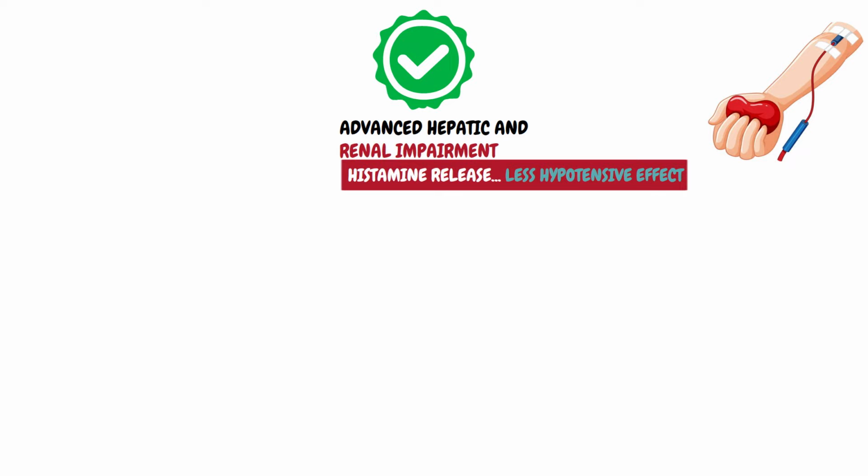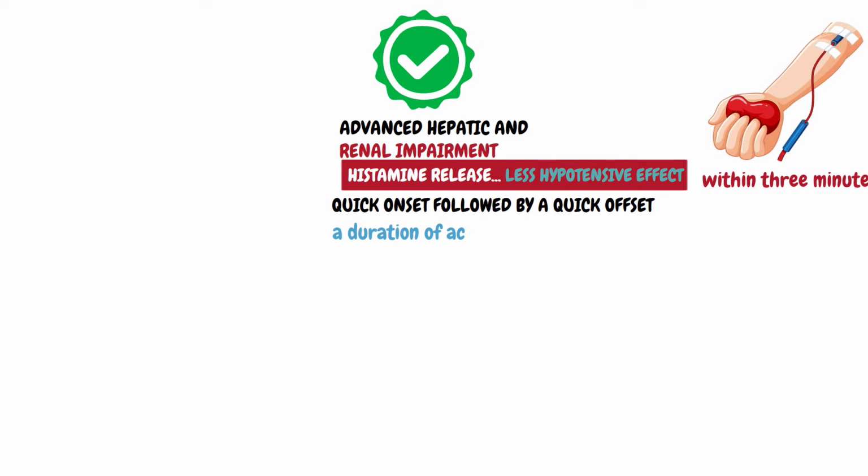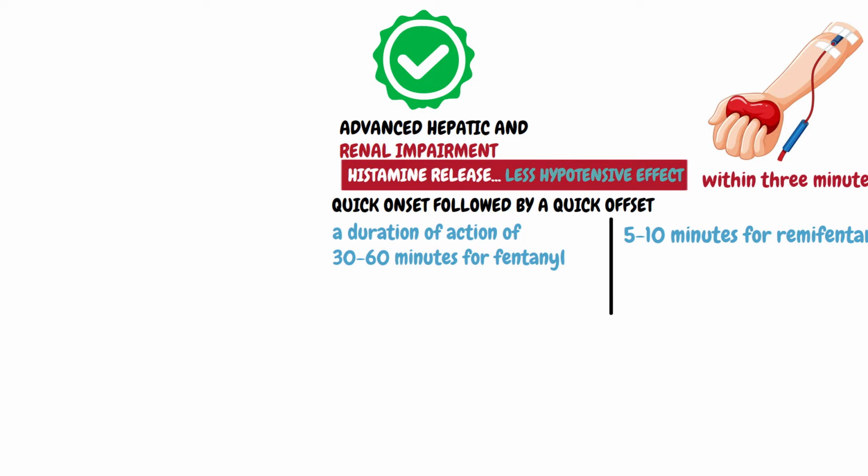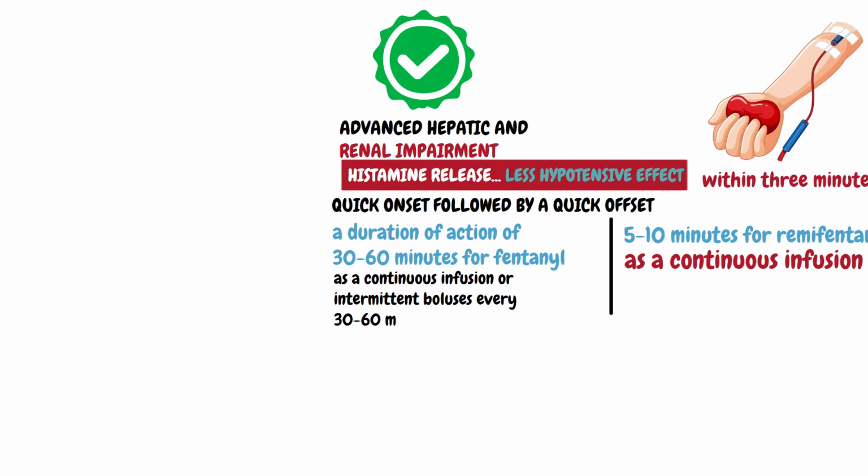They have a quick onset followed by a quick offset, with an onset of action within 3 minutes and a duration of action of 30 to 60 minutes for fentanyl and 5 to 10 minutes for remifentanil. The ultra-short action of remifentanil makes it appropriate for continuous infusion only. Fentanyl, on the other hand, is preferably used as a continuous infusion, but can be given on an as-needed basis every 30 to 60 minutes. Please do not order fentanyl PRN every 4 to 6 hours.